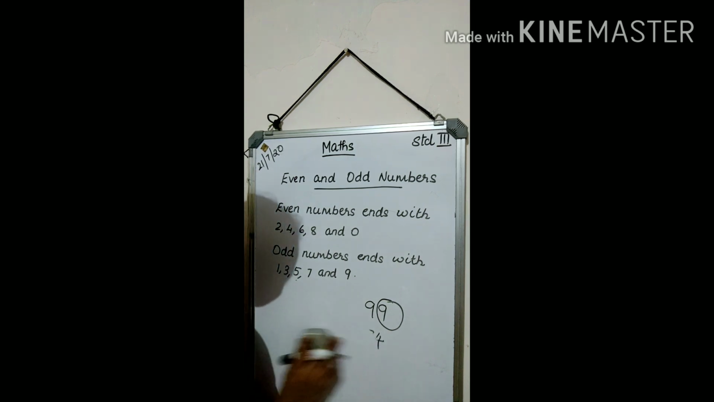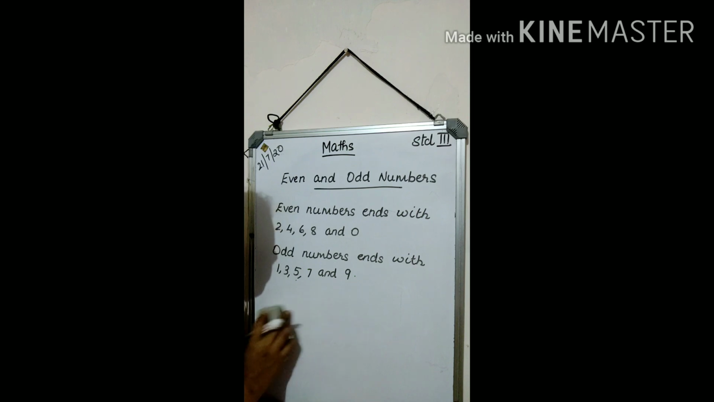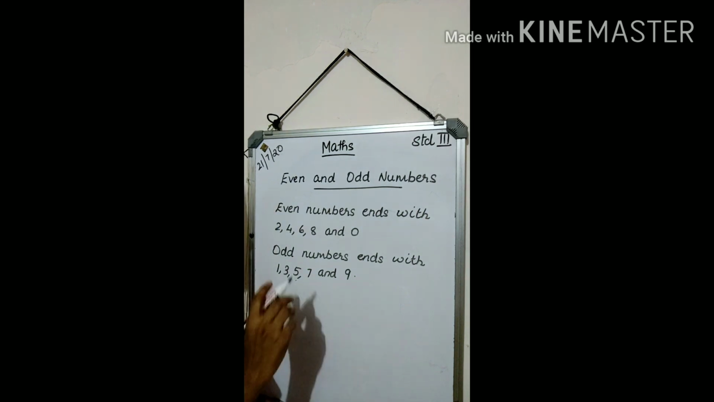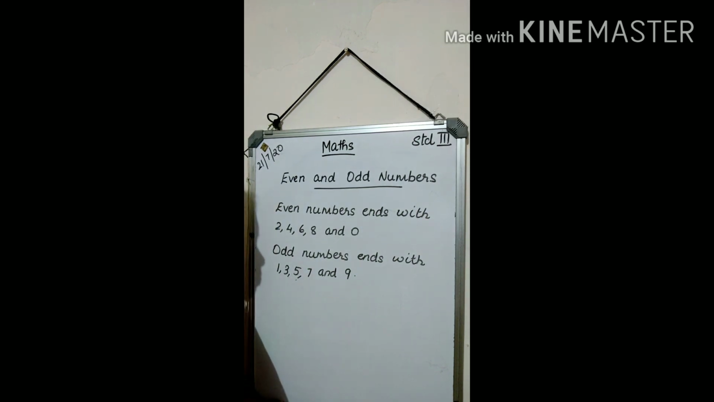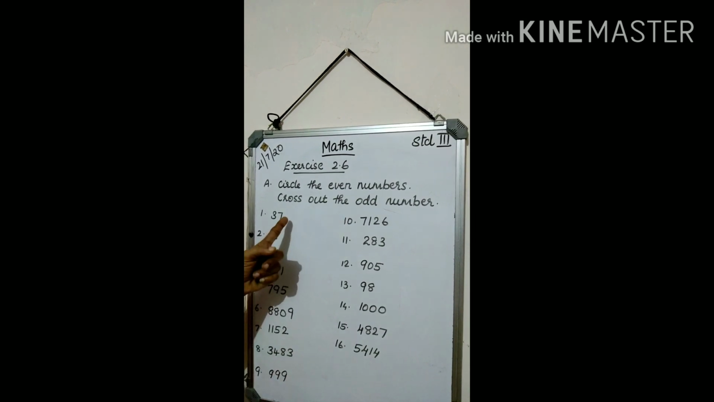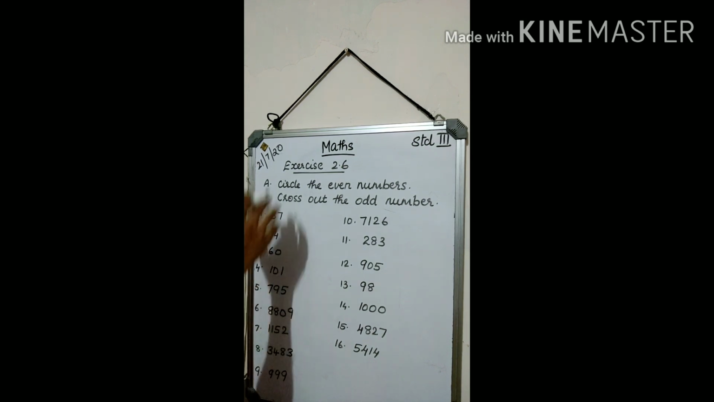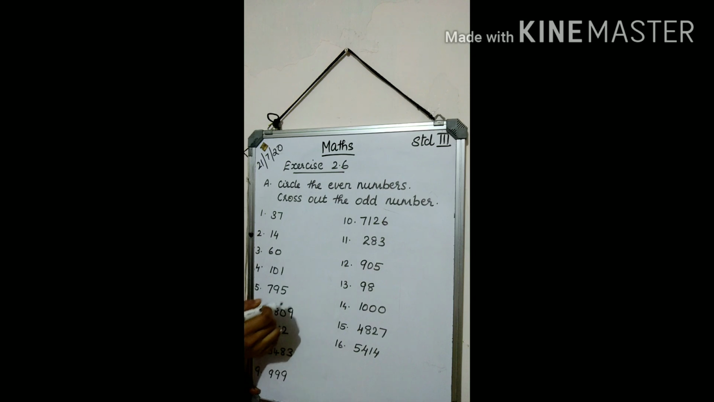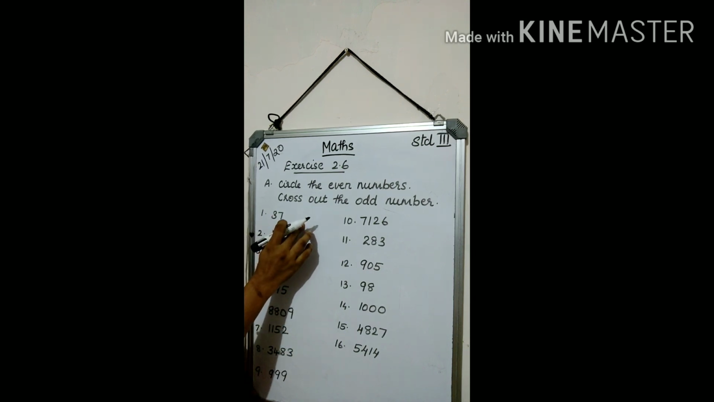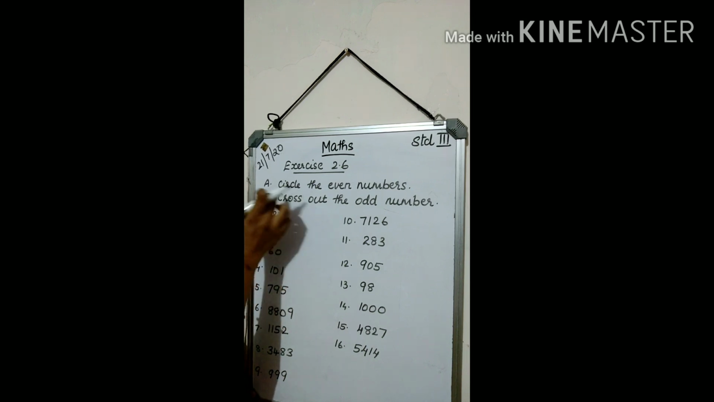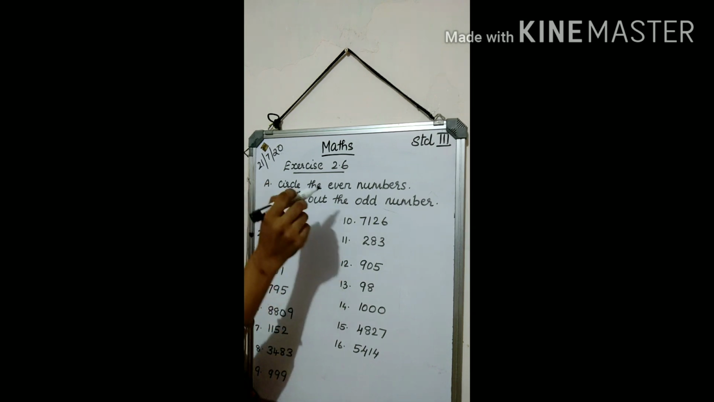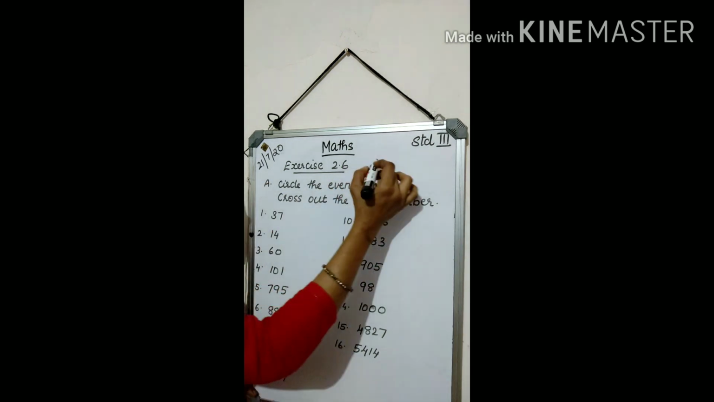So you have to do the next exercises from the textbook. Write this in your textbook only. Look at the questions. First one, 37. Find out whether the number is an odd number or even number. Quickly find all. 7. The last number is 7. So it is an odd number. For even numbers you have to circle the number, and for odd numbers you have to cross out. Do this in your textbook.